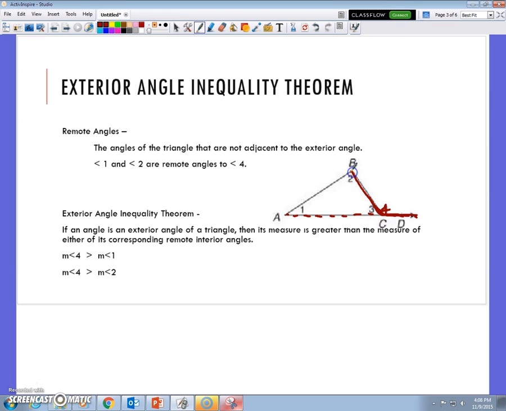Its remote angles are the two angles of the triangle not adjacent to the exterior angle. So this is the exterior angle, and these two would be its remote angles. There are two remote angles, angle 1 and angle 2. So it's the two angles that are not adjacent to the exterior angle. Now there could be a lot of different exterior angles to angle 4, any continuation of the sides of the triangle.